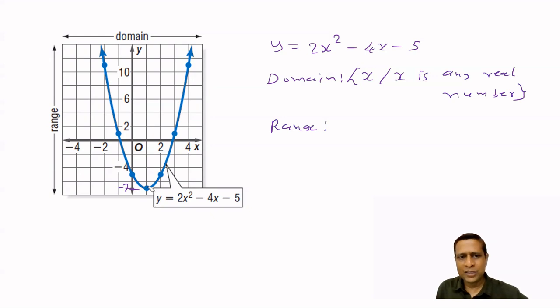So value of y is always greater than negative 7, and y is never less than negative 7. So range here is all such y where y is greater than or equal to negative 7. So that is the range of this function. I hope you understand what is domain and what is range and how do you identify domain and range from the graph of the function.